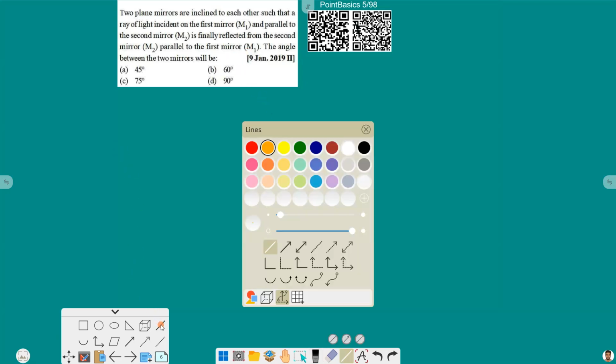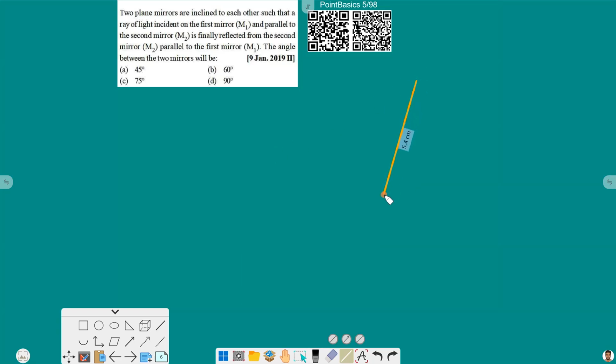So here we have two mirrors. Suppose this is our first mirror and this is our second mirror. Now they have some angle theta between them, so this angle is suppose theta. Now as mentioned, there is an incoming ray, and the mirrors are inclined such that the ray is incident on the first mirror M1 and parallel to the second mirror M2. Okay, let us assume this is M2 and this is M1.